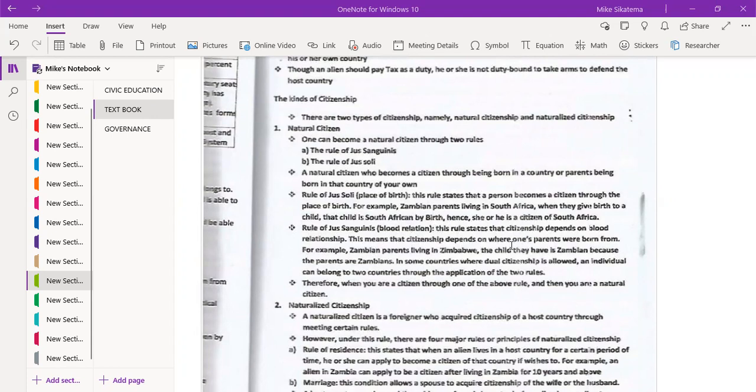So this actually leaves room for even dual citizenship. For example, Zambian parents living in Zimbabwe, the child they have, because of their parents, is Zambian. So you've seen that, right? Despite them living in Zimbabwe, the child born in Zimbabwe will become a Zimbabwean citizen. But because this child has Zambian parents, they can come back to Zambia and say, here's my NRC, and the child is Zambian. And this also allows for dual citizenship, like I've explained. Therefore, when you are a citizen through one of the above rules, you are referred to as a natural citizen. So the rule of jus soli, which is soil, then the rule of jus sanguinis, which is blood relation.